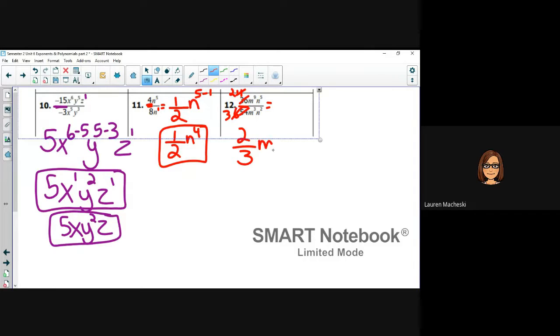M's with M's. So M to the 9 minus 3. And N's with N's. N to the 5 minus 2. So 2/3 M to the 6th, N to the 3rd.